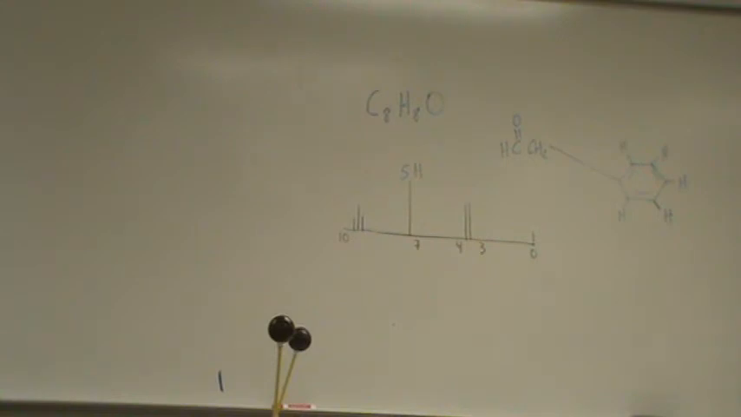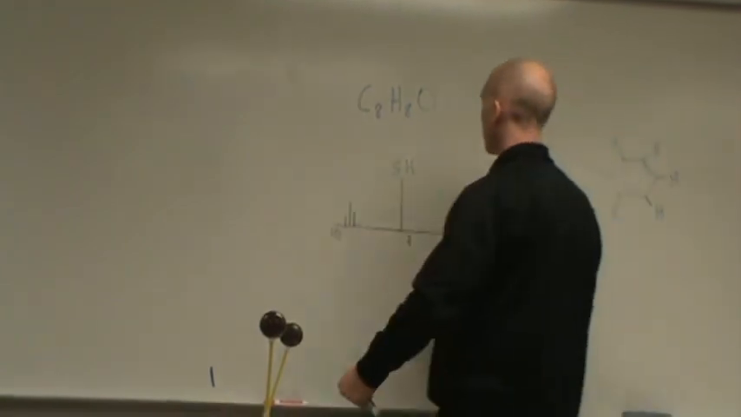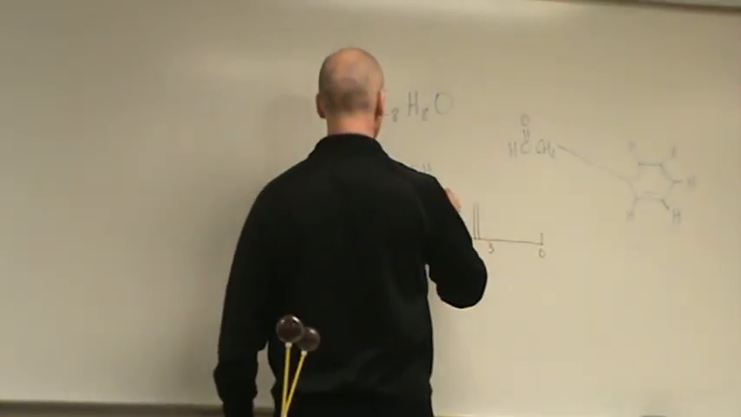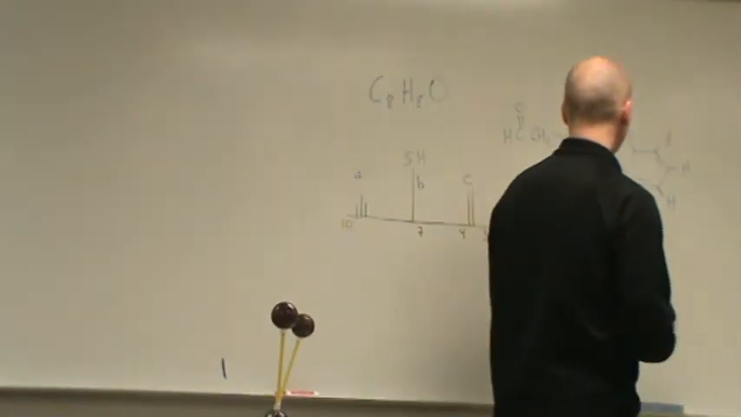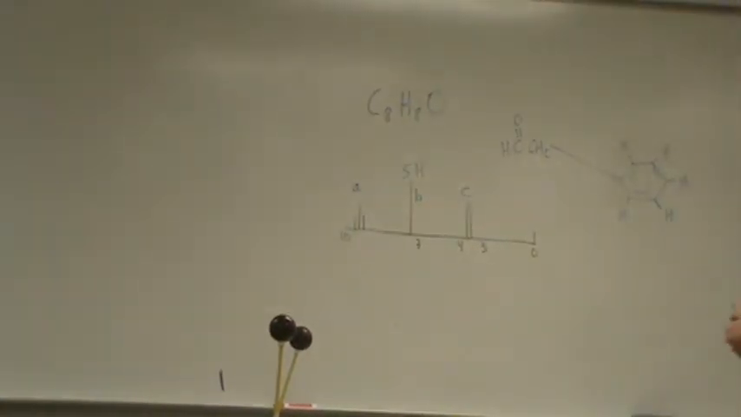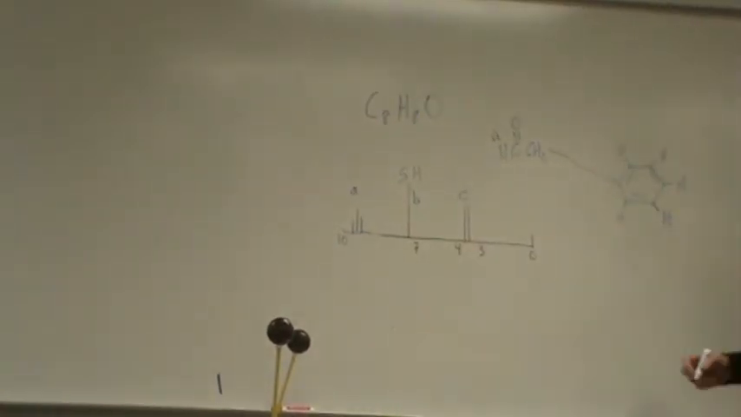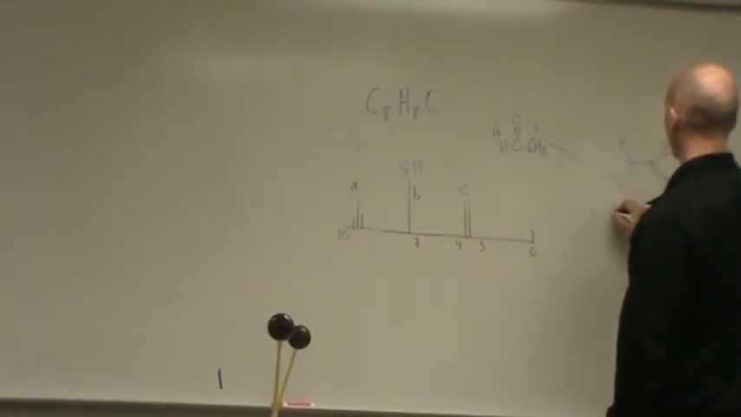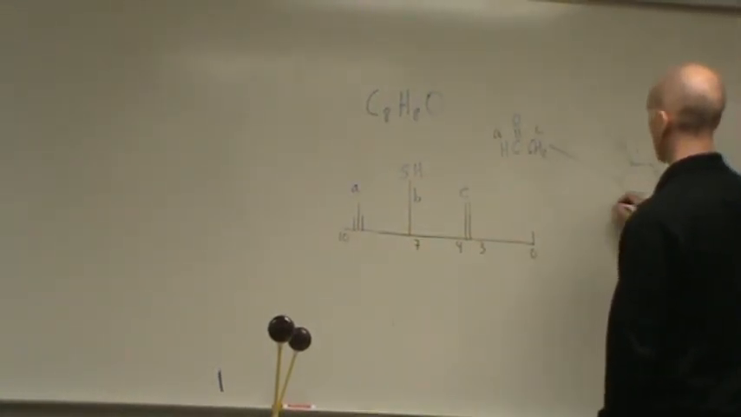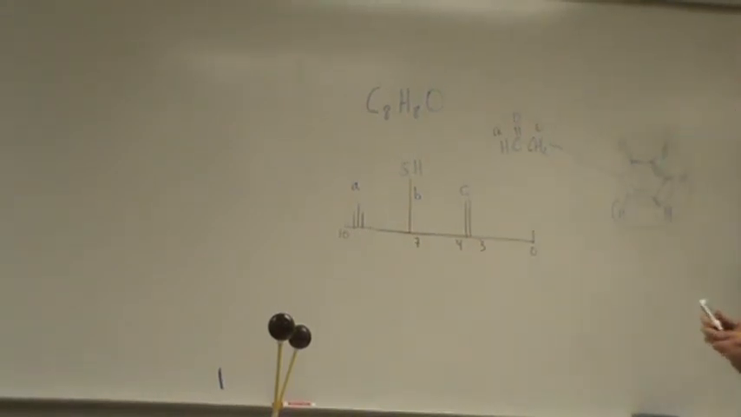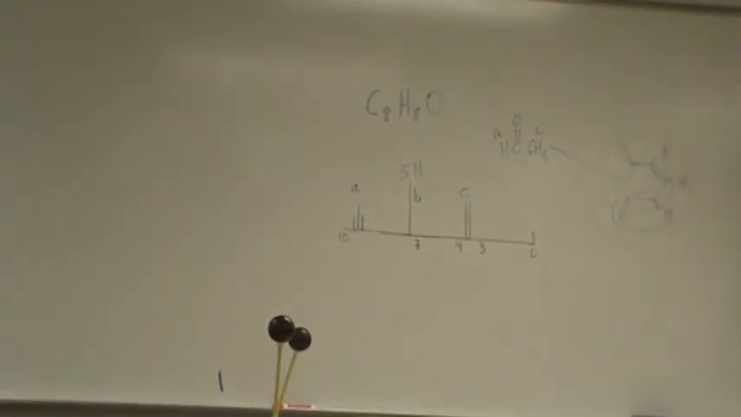Okay, so let's label A, B, and C. A is here, C, and then all of these are my B hydrogens. Any questions on that one?